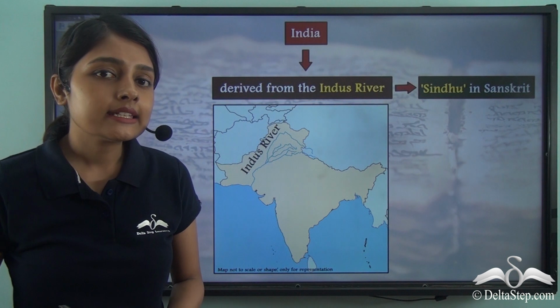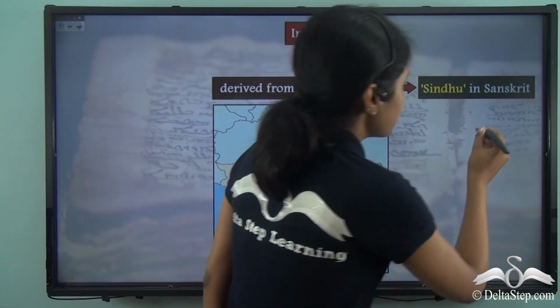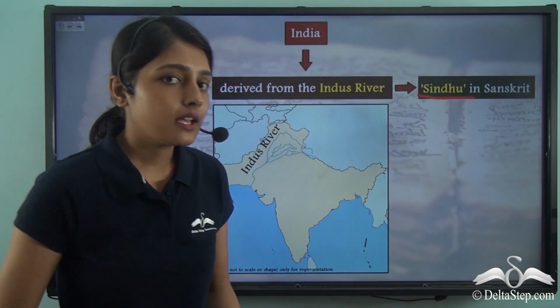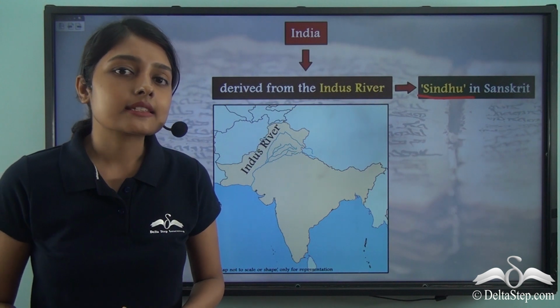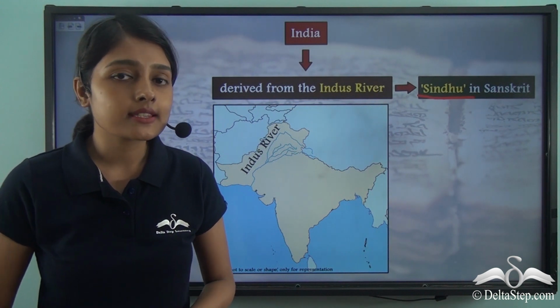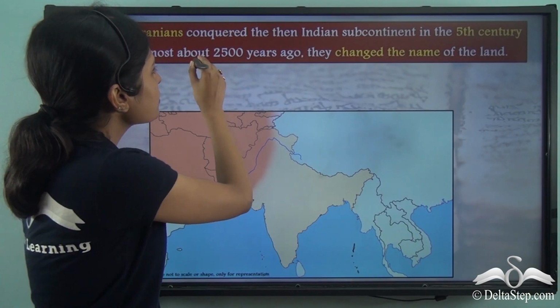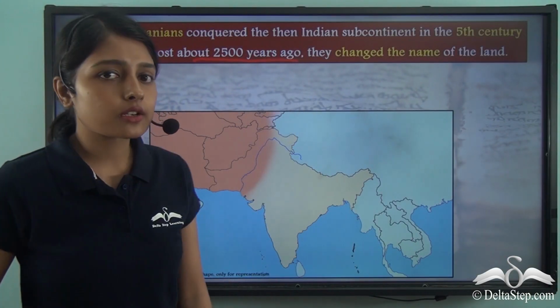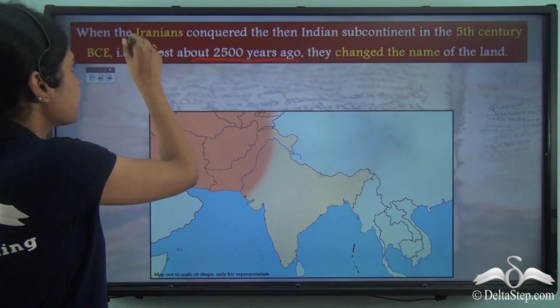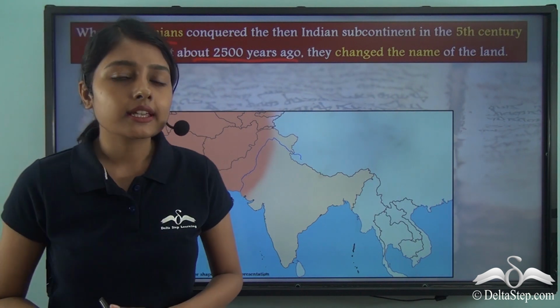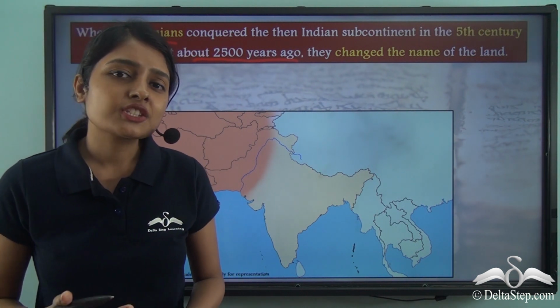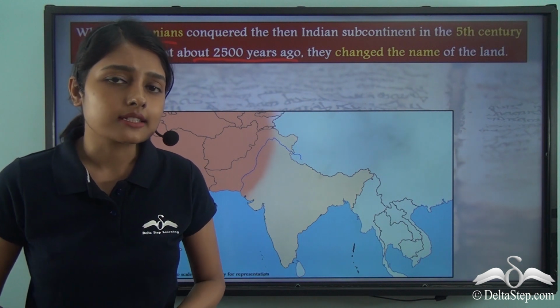The word Indus in Sanskrit means Sindhu. So, this river Indus is called Sindhu in Sanskrit. Around 2500 years ago, when the Iranians conquered the Indian subcontinent, they changed the name of the land.